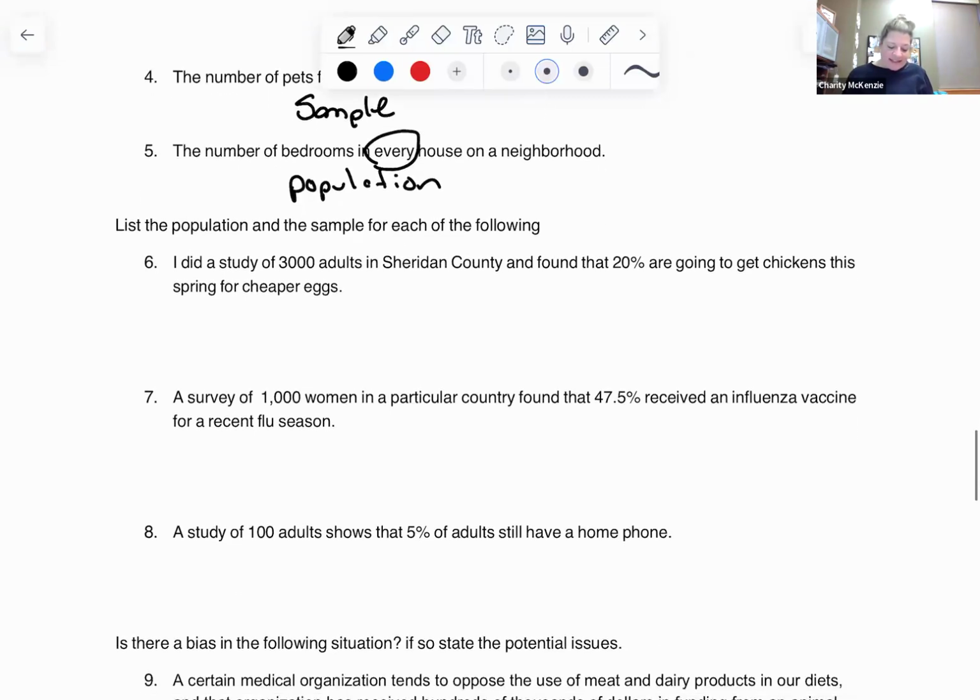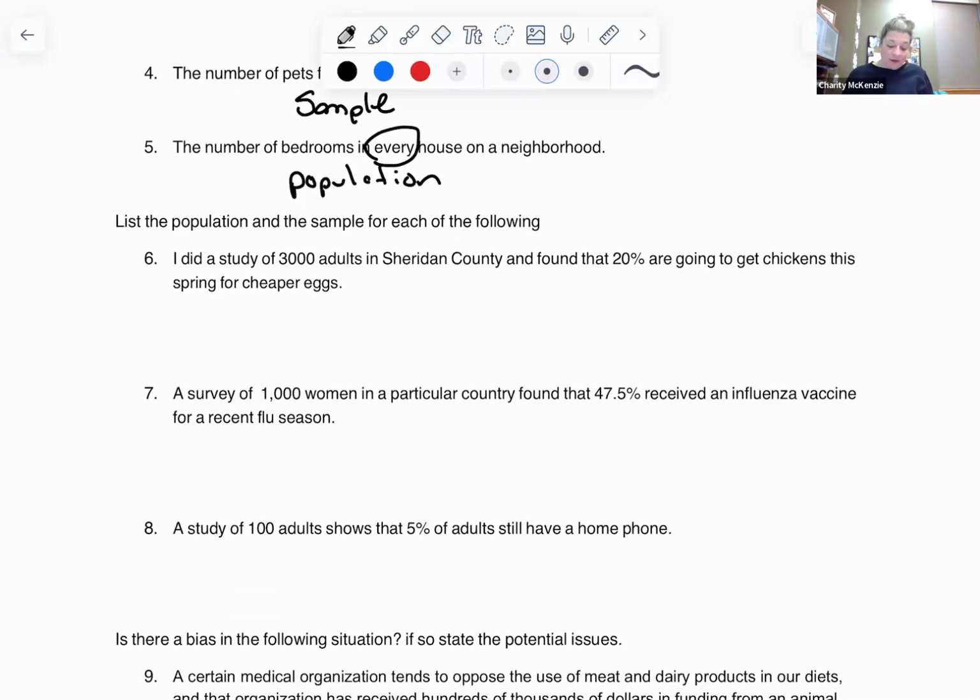Next group of questions. List the population and the sample for each of the following. I did a study of 3,000 adults in Sheridan County, and I found that 20% are going to get chickens this spring for cheaper eggs. So I did a study of 3,000 adults in Sheridan County, and 20% are going to get chickens this spring. What is my population?